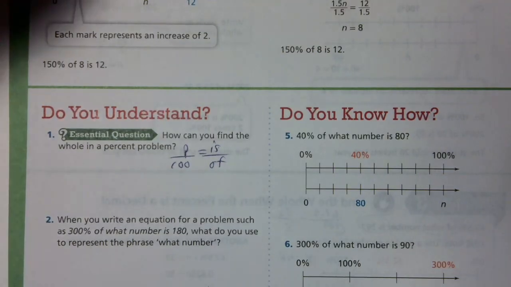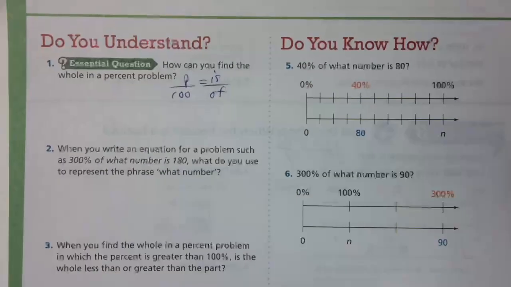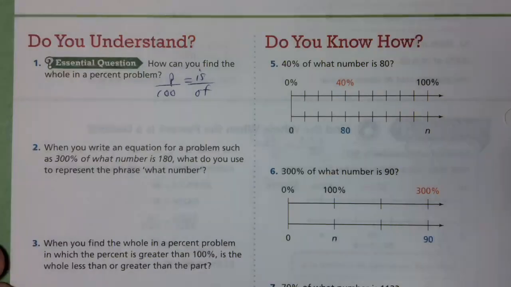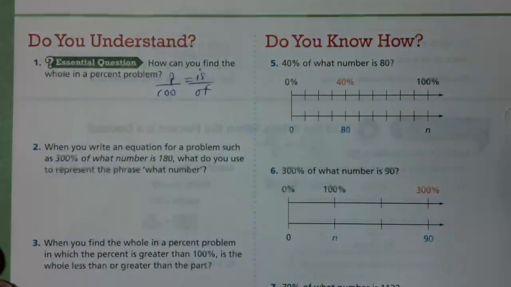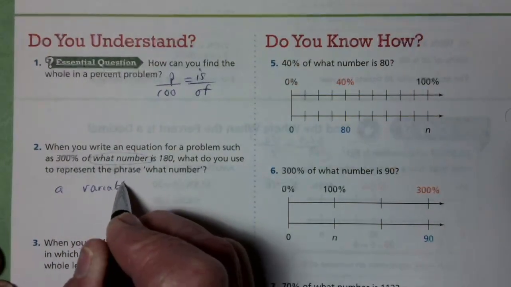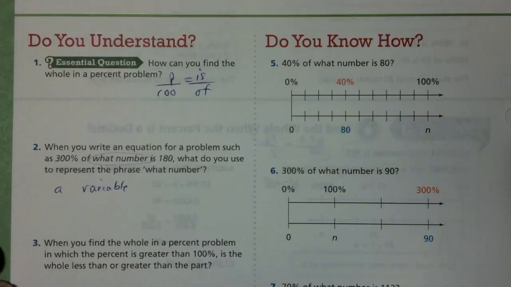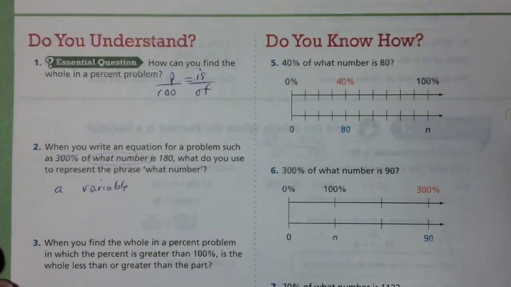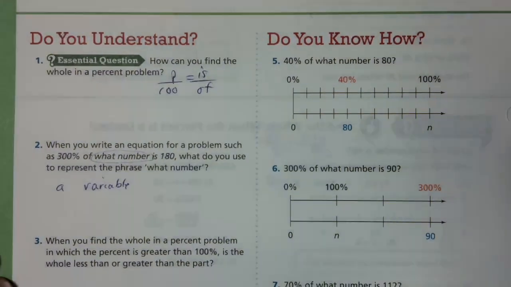All right, let's go to number 2. When you write an equation for a problem, such as 300% of what number is 180, what do you use to represent the what number? What have we been putting in there? A variable. Do you have to use X? No. Can you use Y? Yes. Can you use R, P, Q? Any of the letters of the alphabet except for I because it looks like a 1 and O because it looks like a 0. You use any variable you'd like.